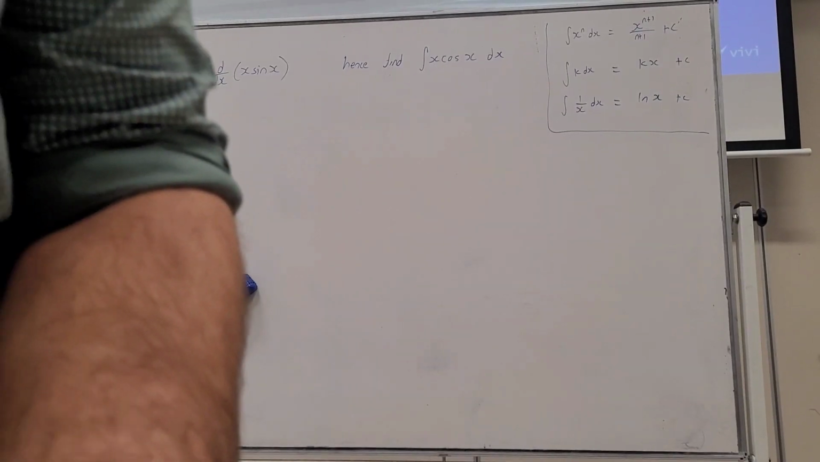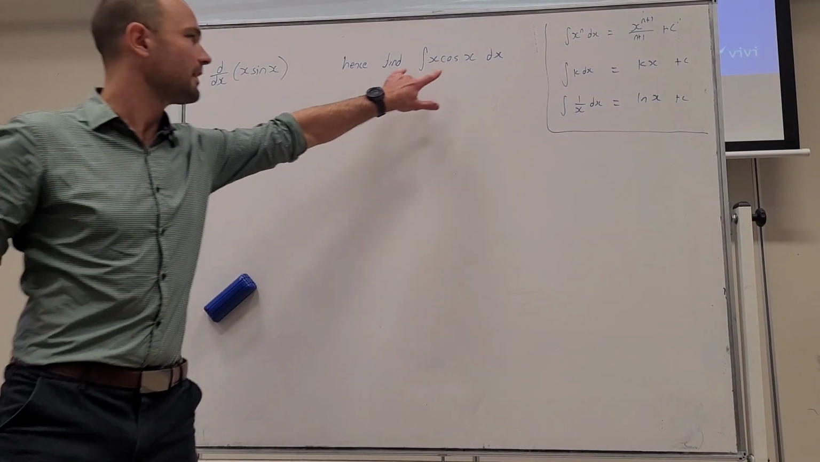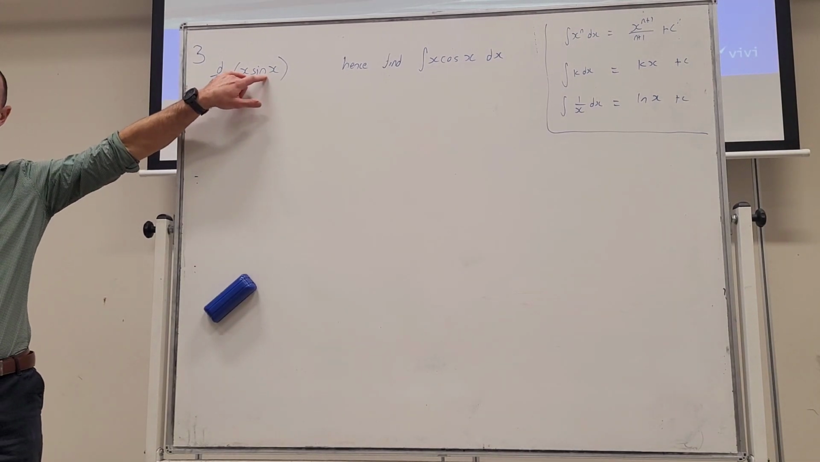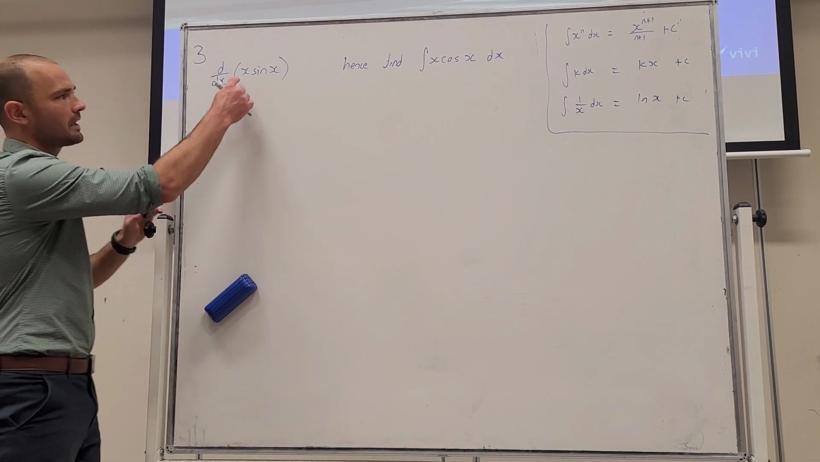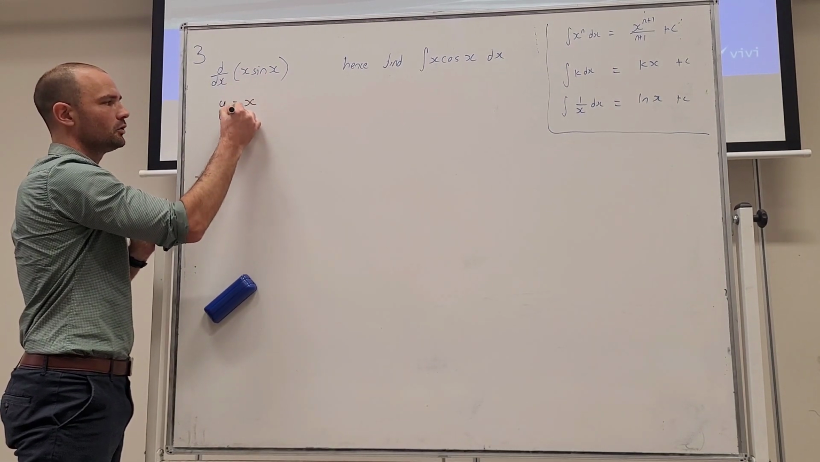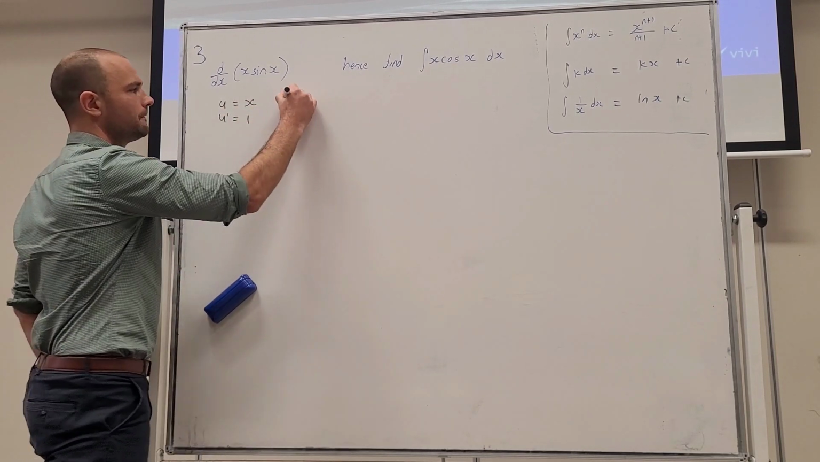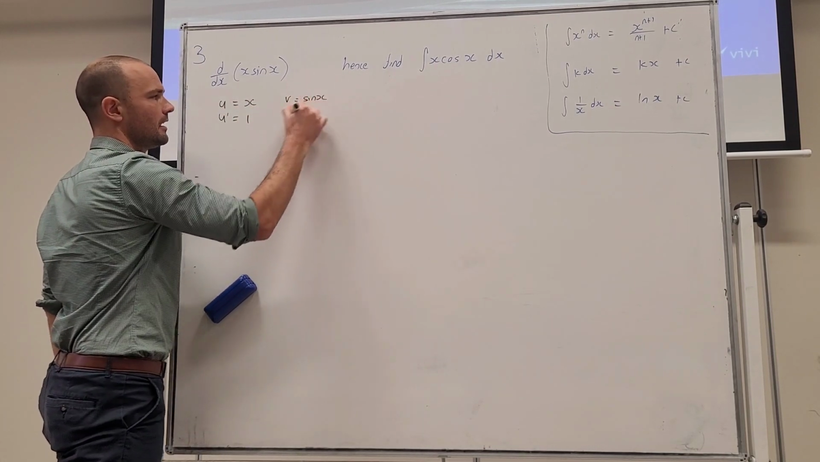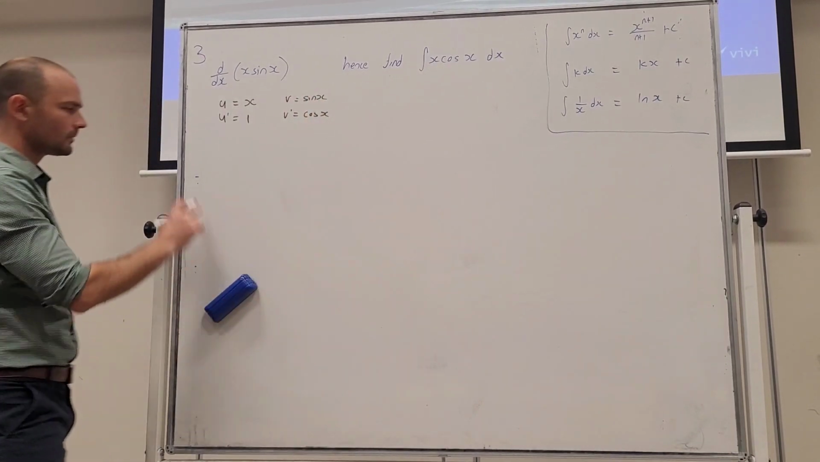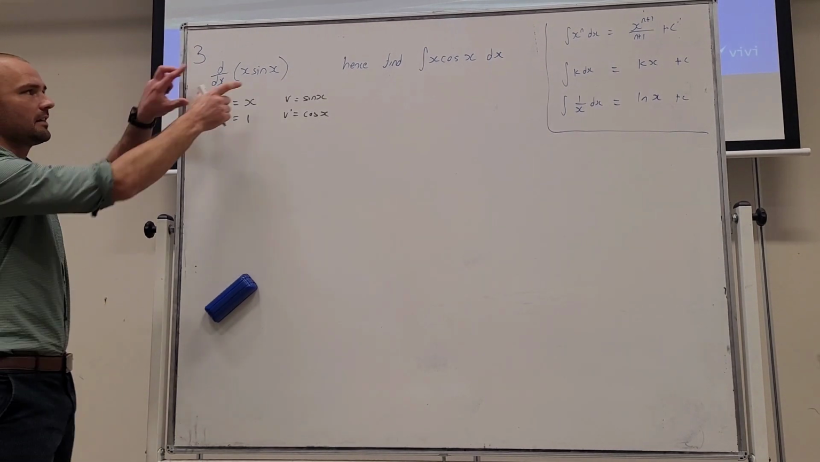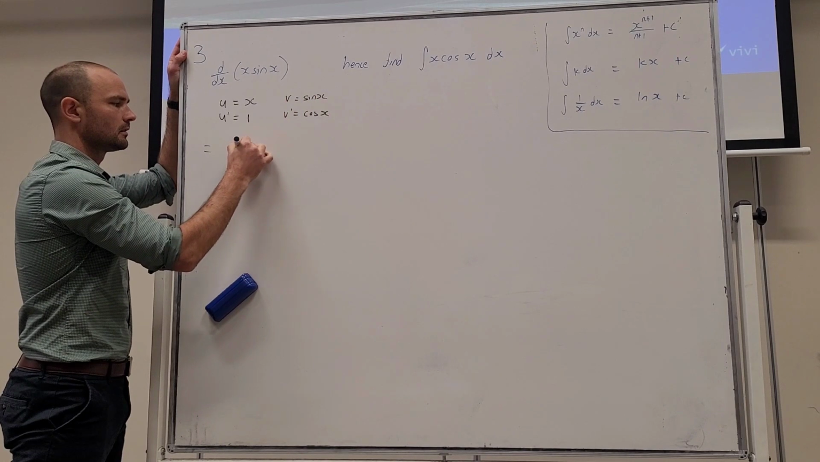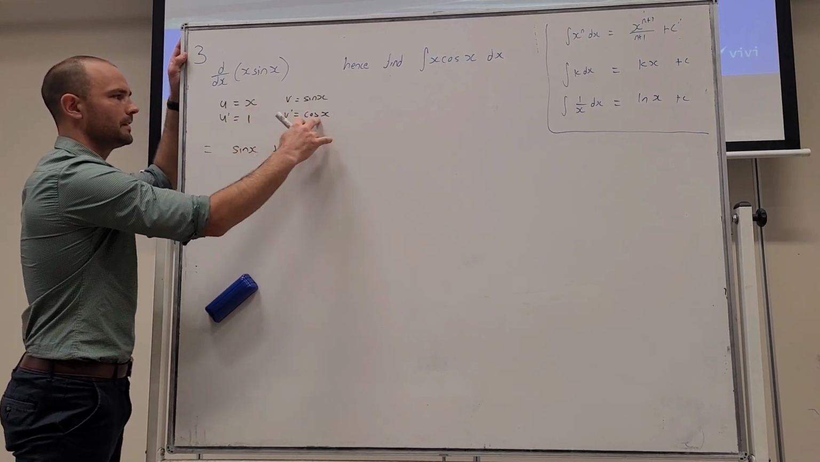It says differentiate this and hence find the integral of this. So the first thing we're going to do is differentiate this. We have to use the product rule, all right? Because we have one function multiplied by another. So u is x, u dash will be 1. V is sine x, and v dash, the derivative of sine x, is cos x. Okay, let's mash all of them together. When I differentiate this, the answer will be u dash v plus u v dash.